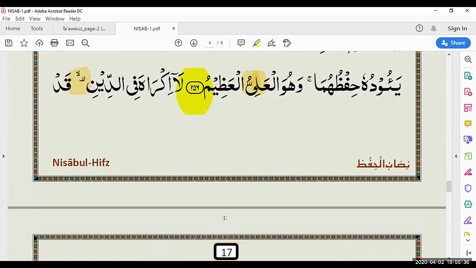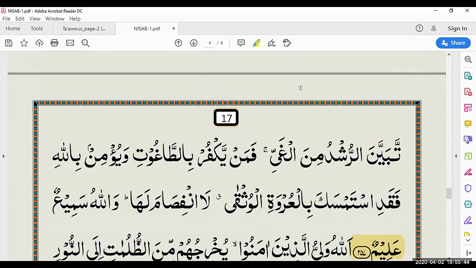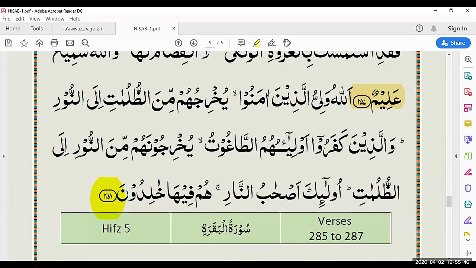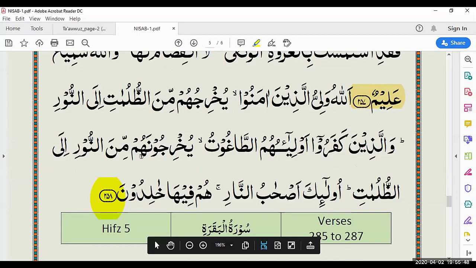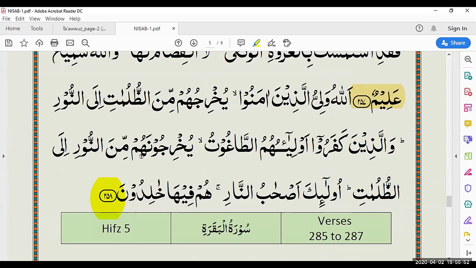L208. Assalamu alaikum. Walaikum salam. So would you like to recite from here till the verse ends, please? Yes. From here. Yes.